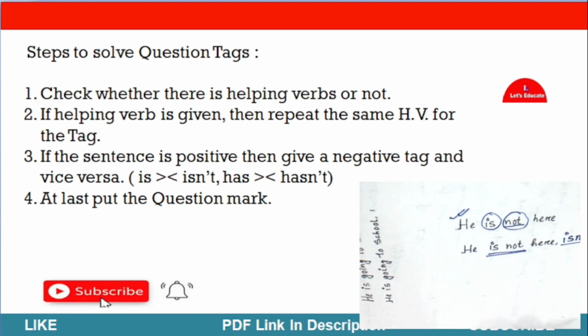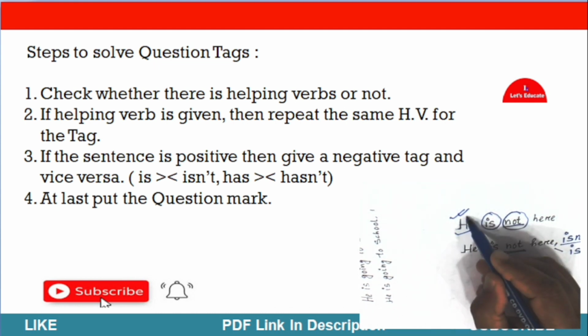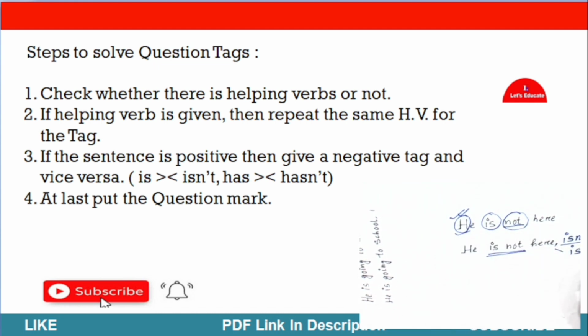The positive of is not is is. Then what will be the next one? The subject will be repeated. He. And remember here we should write in small letter only. After the comma, everything will be small, not the capital one. Earlier it was capital, but we should write a smaller h here. Okay. Then at last we should give one question mark, and the job is done. You will be getting 1 mark.